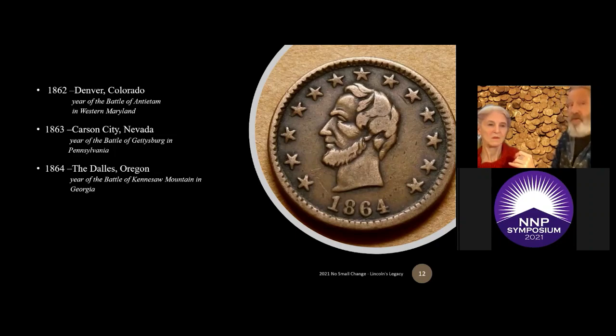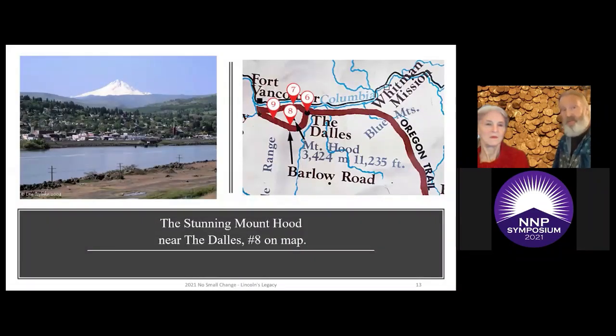Now, the least known of all these mints that Abraham Lincoln approved was in The Dalles, Oregon, which is east of Portland, Oregon, along the Columbia River and on the Oregon Trail. Let's talk a little bit about this place. We get into it in a lot more detail in our books, but this is an amazing place. It's a gorgeous location. This is The Dalles. It's along the Columbia River, and that's Mount Hood, rising 11,000 feet in the distance.